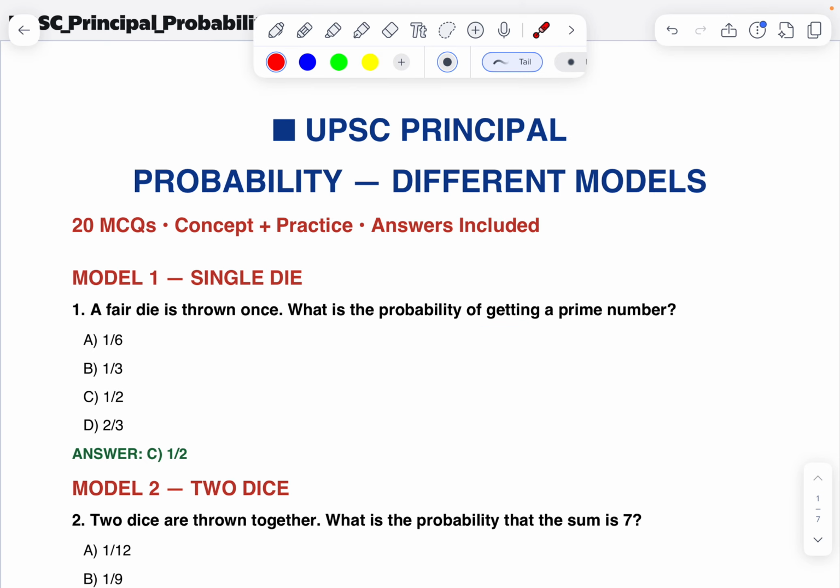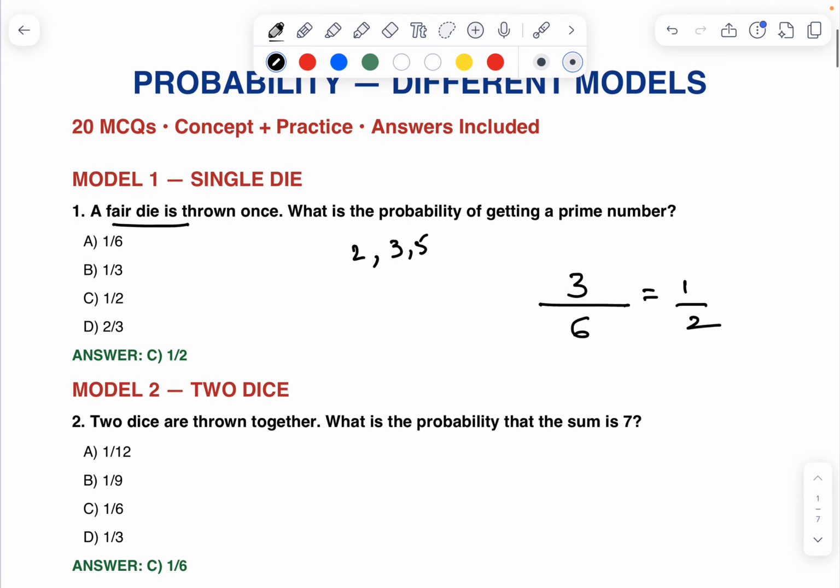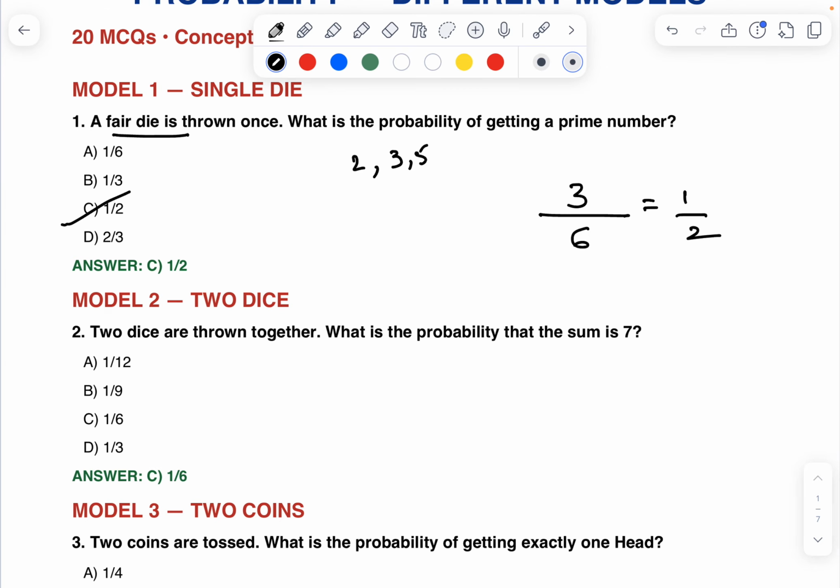Okay, एक डाई थ्रो किया, इसको हमको प्राइम नंबर चाहिए. ओके, हाउ मेनी प्राइम नंबर्स डाइस में? 2, 3, 5. Okay, what is the formula? Favorable outcomes by total outcomes. Total outcomes, a fair die thrown, 6, and favorable 2, 3, 5, 3. Therefore 3 by 6. Answer is 1 by 2. Okay, 1 by 2. C is the option.